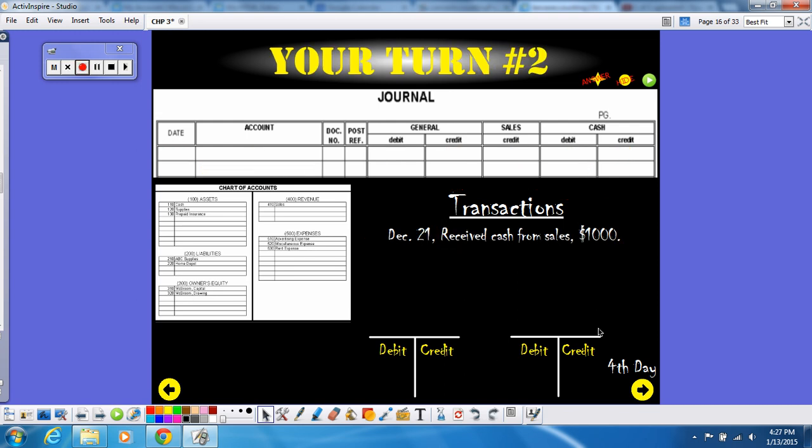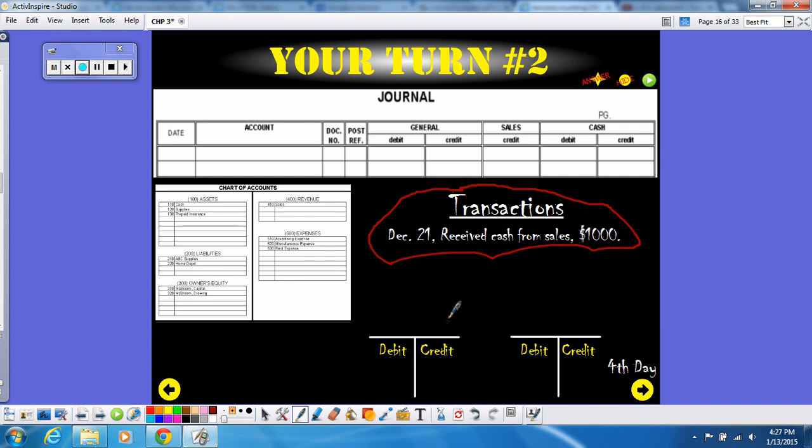All right, let's do another one. In your notes, it says your turn number 2. There is a spot for you to write down the transaction, and I expect you to do that. The transaction should be written in your notes right there.